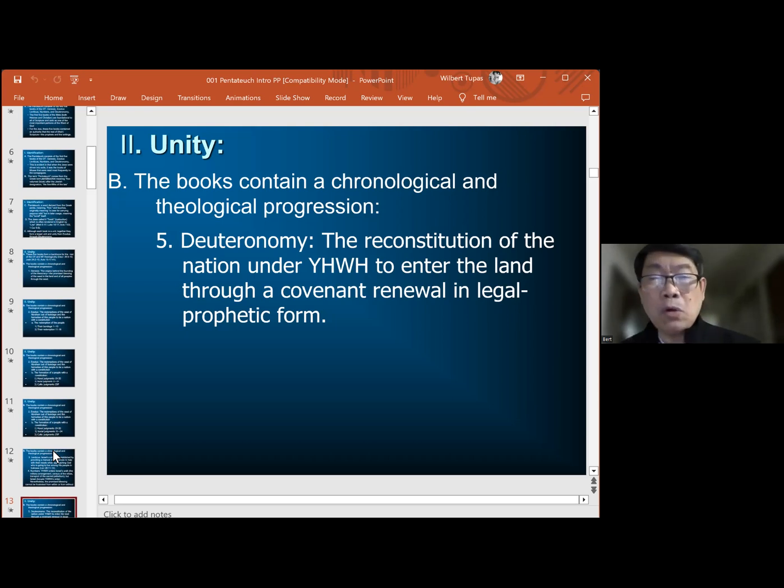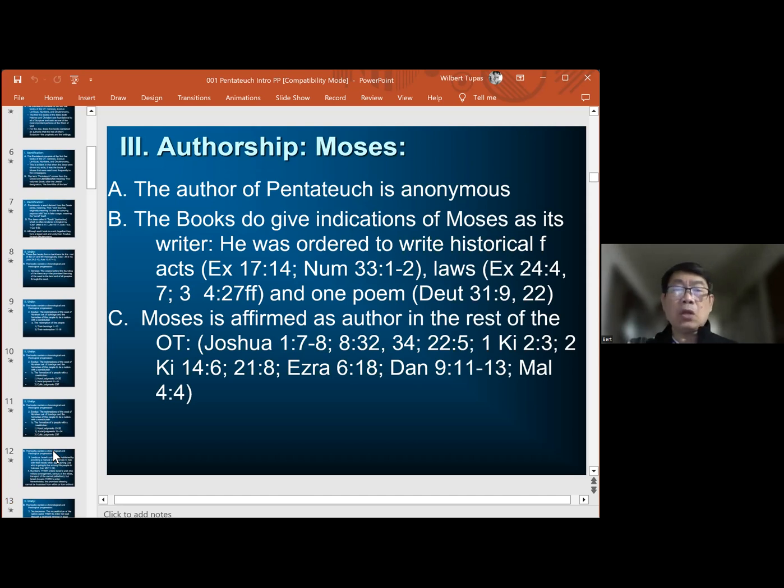For the authorship, the author of the Pentateuch is anonymous, meaning it is not stated who wrote it. But the books do give indications of Moses as its writer. For example, he was ordered by God to write the historical facts.